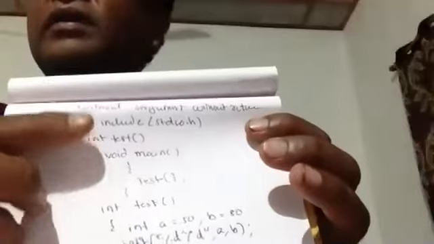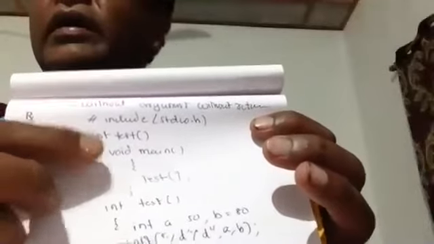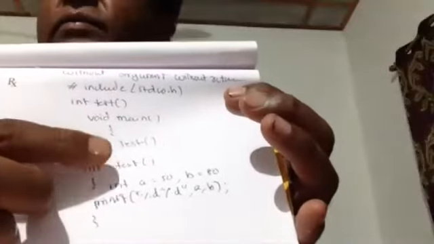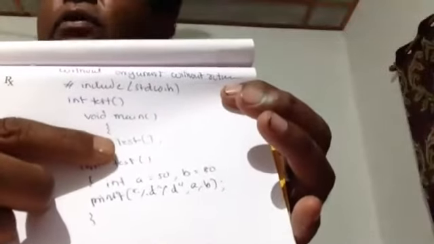What is the topic? What is this? Without argument, without return. Without return means no argument, no return. You see, this is the function. I make it globally after include. Okay. Then void main, then start. I directly call it because this is the main program. Call it means without argument. You see, there is no argument.